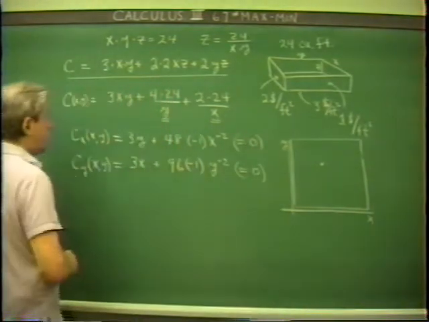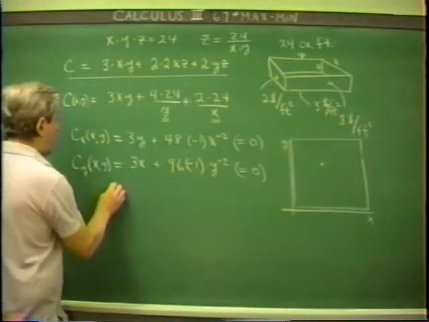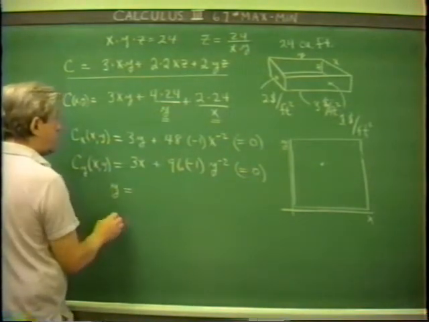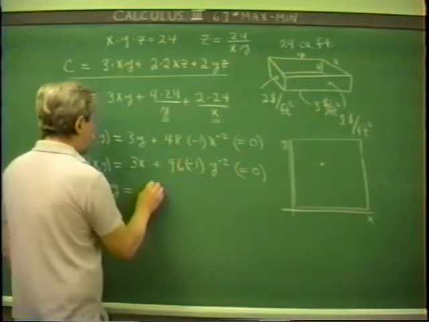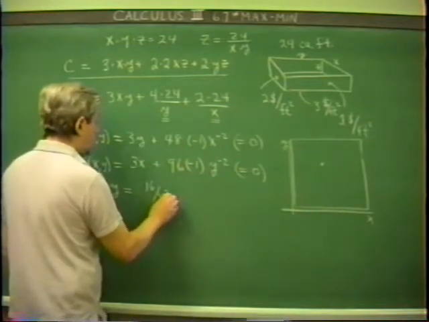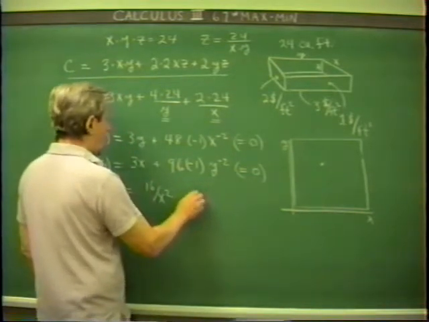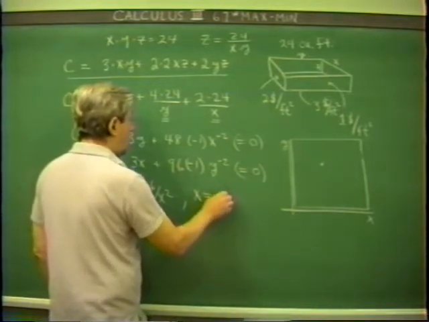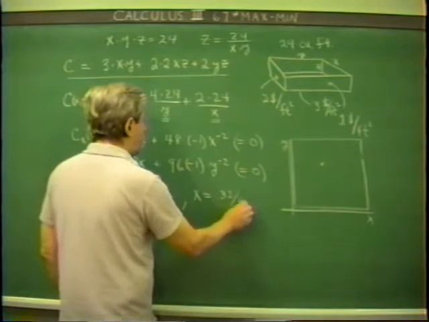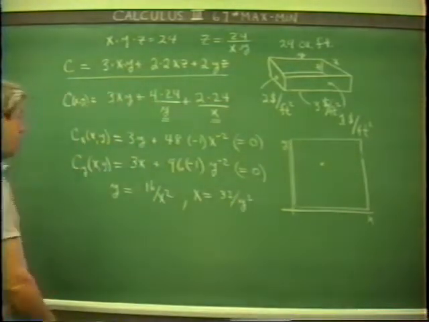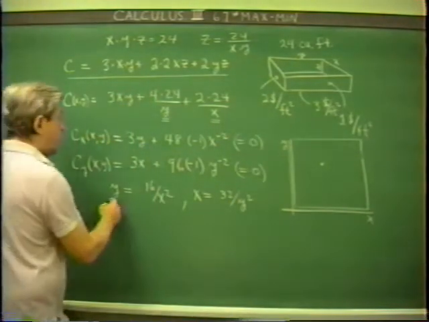So we want to set these equal to 0. Well, the first one is equal to 0 when y is equal to 16 over x squared. And the second one is going to be equal to 0 when x is equal to 32 over y squared.